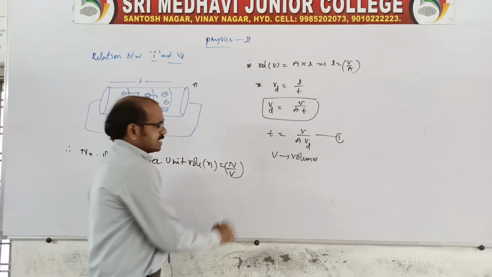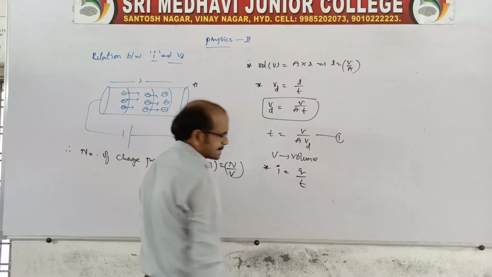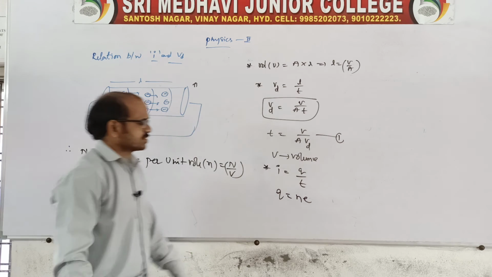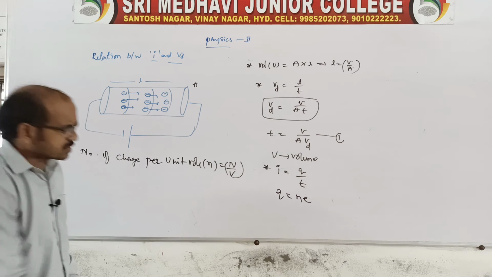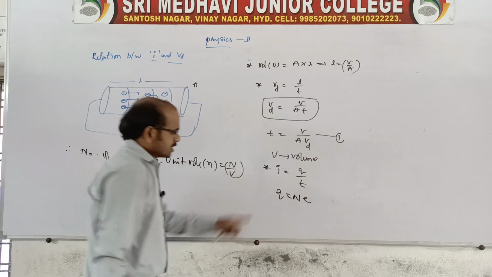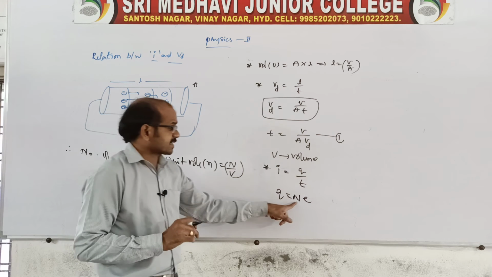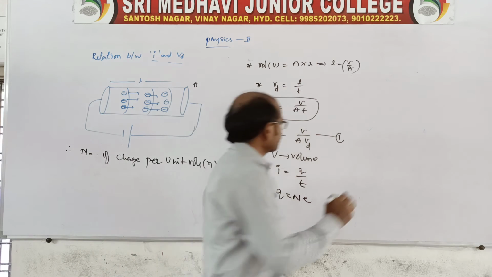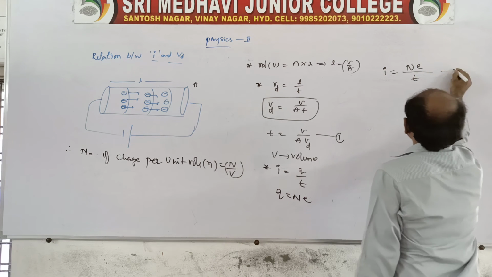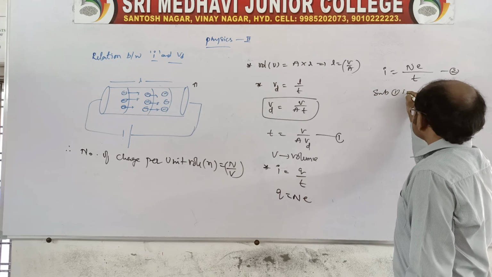Charges are moving, and according to the electric current definition, it is Q by T. Q is, according to the quantization of charge, capital N into e, because capital N number of charges are moving from one end of the conductor to the other. So I is equal to Ne by T, equation 2. Now substitute 1 in 2.